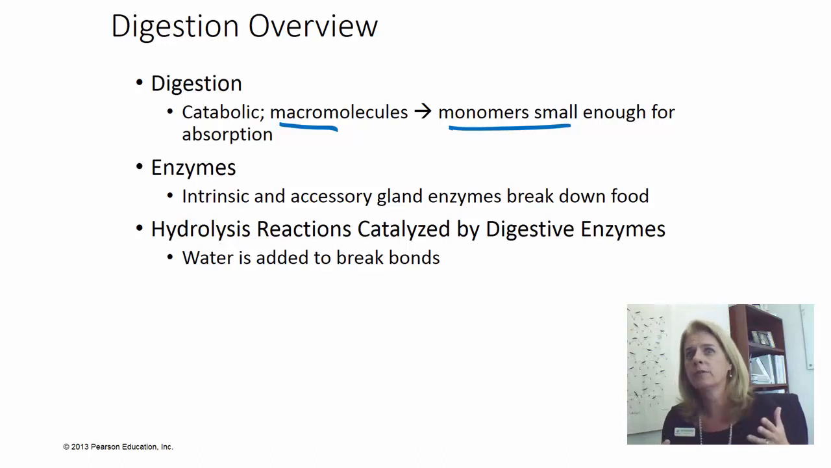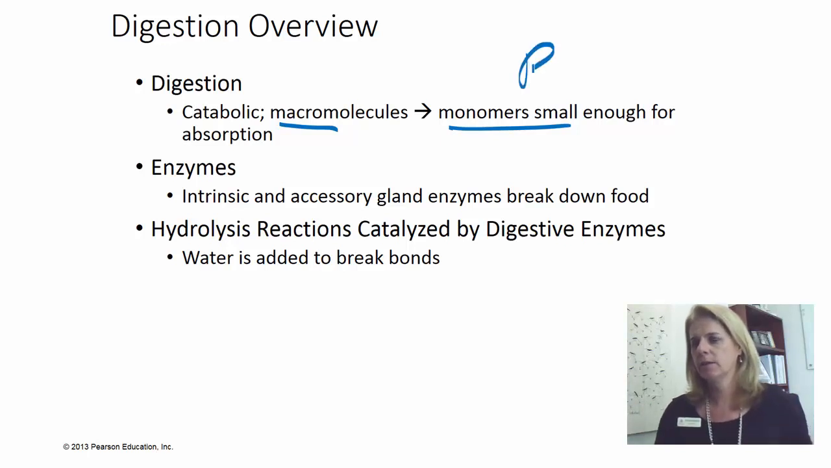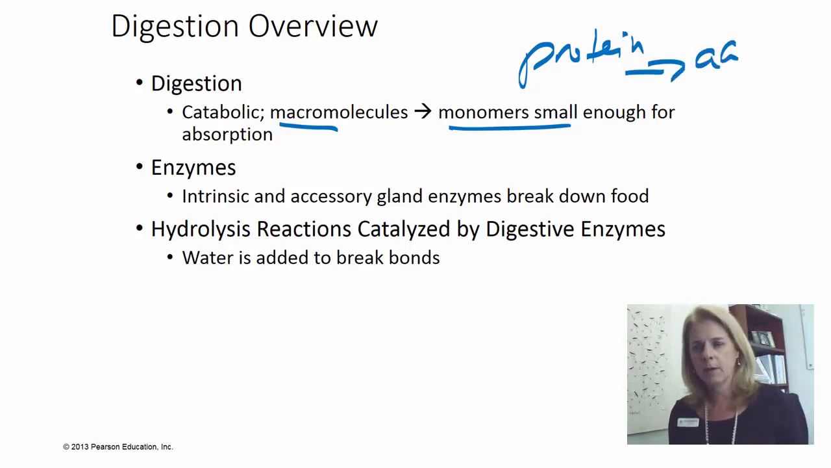So example, a protein, that's a macromolecule. What would you break that down to? What monomer, what single thing could you break a protein down to? Proteins are made up of amino acids. So you would take a protein, which is the big macromolecule, and break it down to the monomers of amino acids.